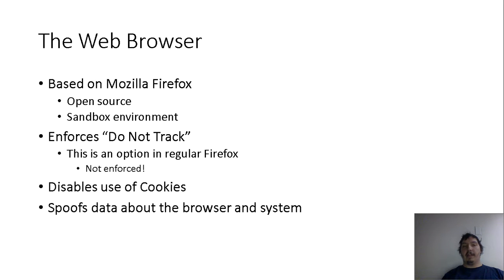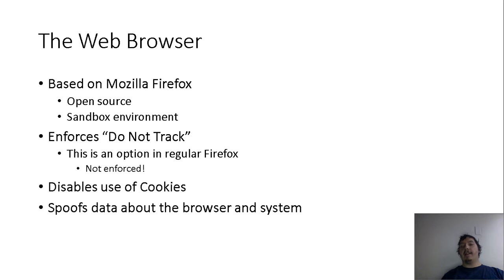And then the browser is based on Mozilla Firefox. This was chosen because of its sandbox environment and it is open source. Now there are some key differences in the Tor browser and the modified version. One is that it enforces a do not track flag.